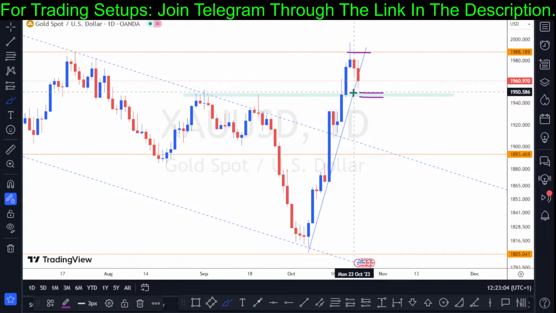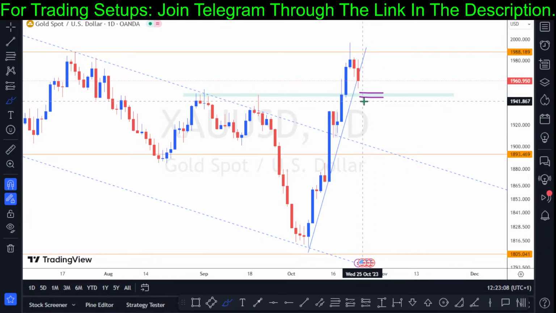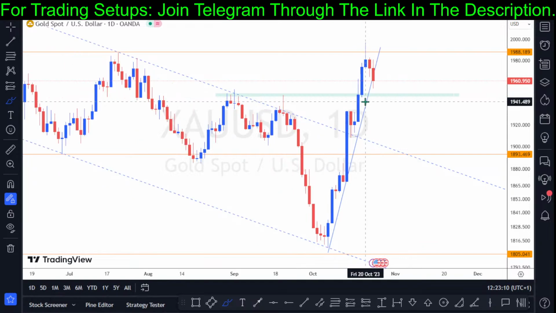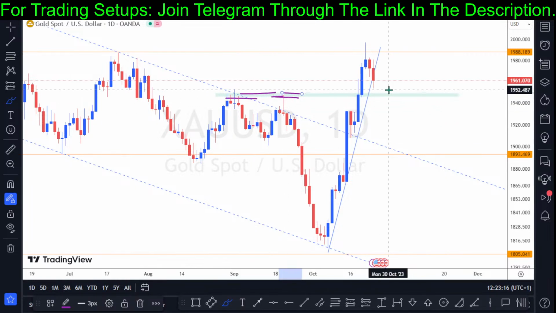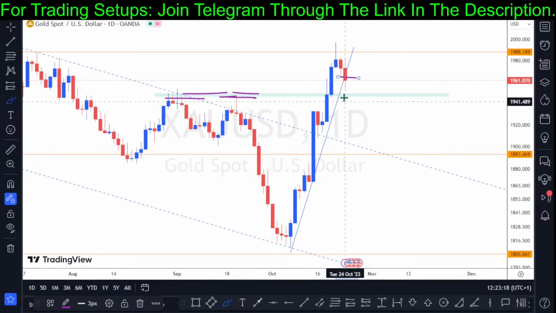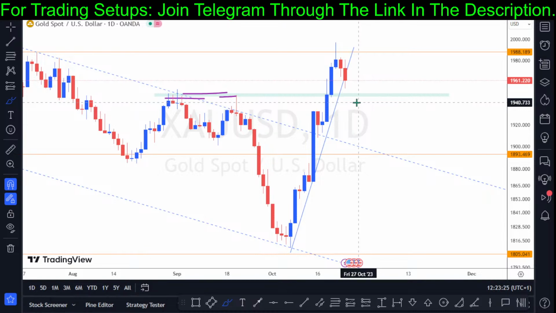So based on this pattern right here, the risk to reward ratio, no, it's not encouraging for me because the entry is too close to a structure, right? The entry right here is closer to a potential support level. So this is why I still don't want to sell gold.